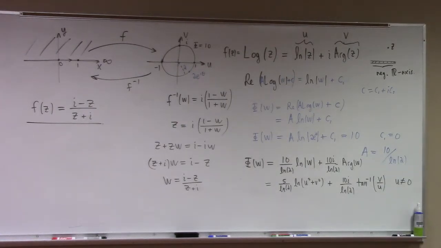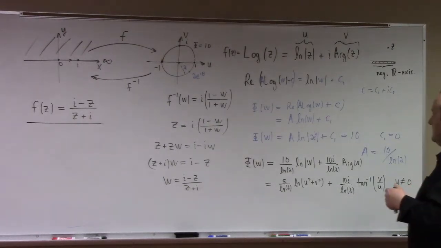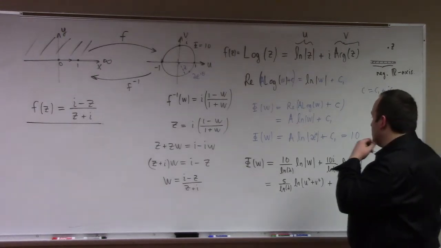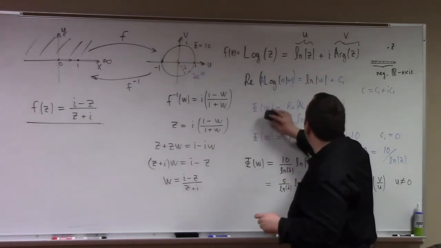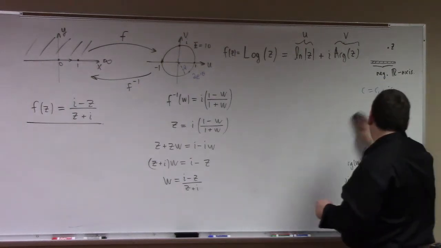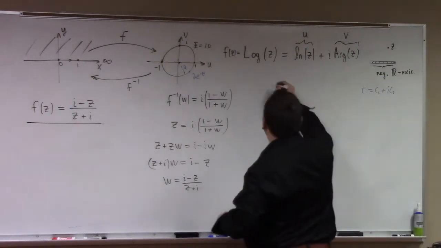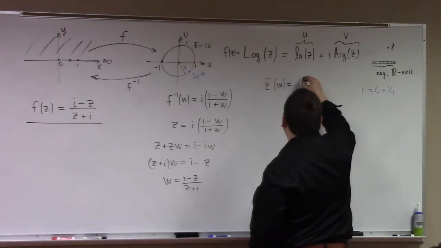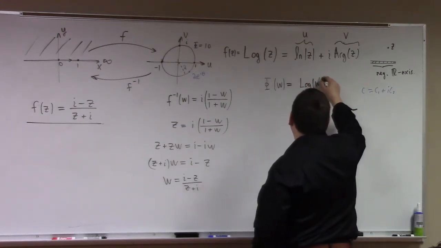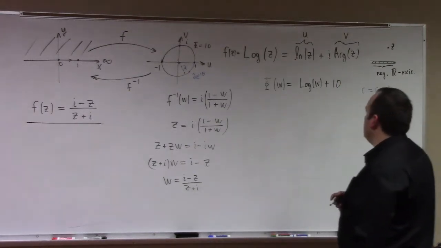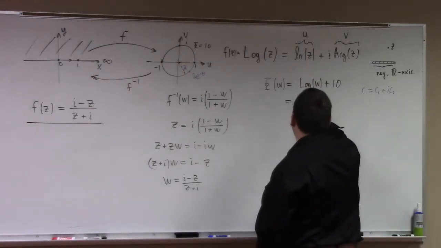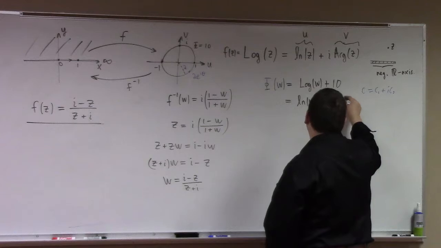The 2 is a problem at the moment. What if I make that 1? Can I fix this? I think I can. I think it's fastest just to fix this. You know what? I think I know what to do. Let me fix it. So we'll just use phi of w equal to the log of w plus 10. I think that ought to do it. So this has natural log of the absolute value of w plus 10 plus i times the arg of w.